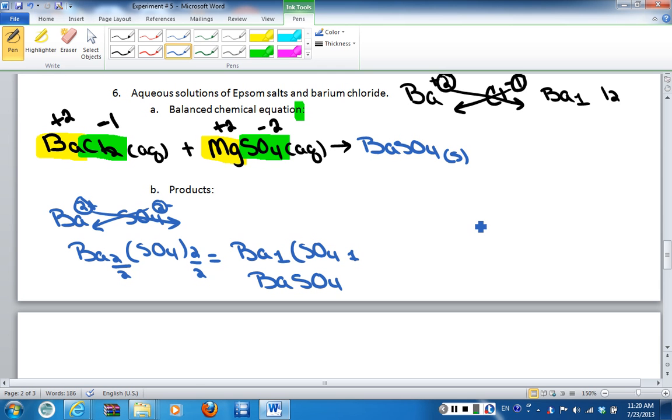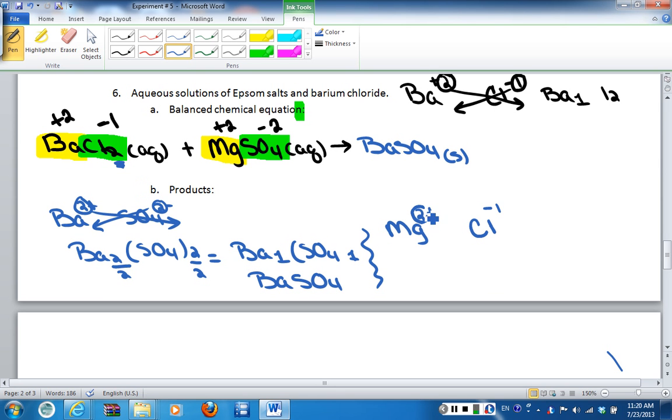Now we have to do the second product. And so we compare cation number 2, which is the magnesium with the 2+ charge, to anion number 1, which is the chlorine, which has a -1 charge. And again, notice that I'm not taking the subscript with the chlorine. That's because chlorine is not a polyatomic ion. So when that happens, you don't take the subscript with you.